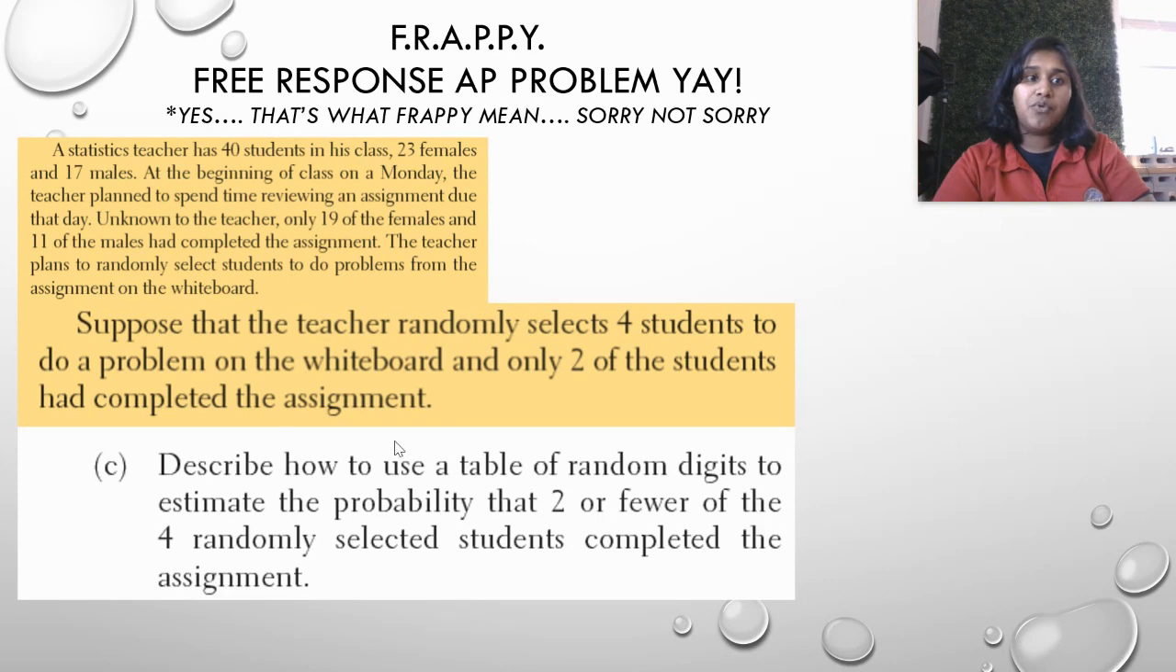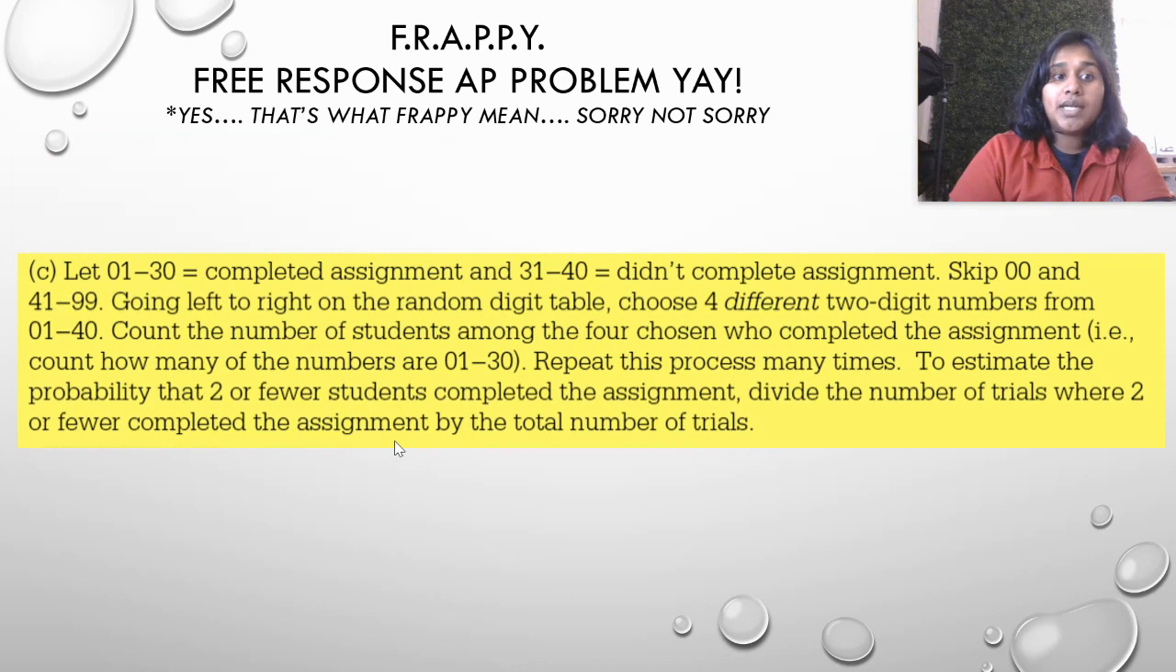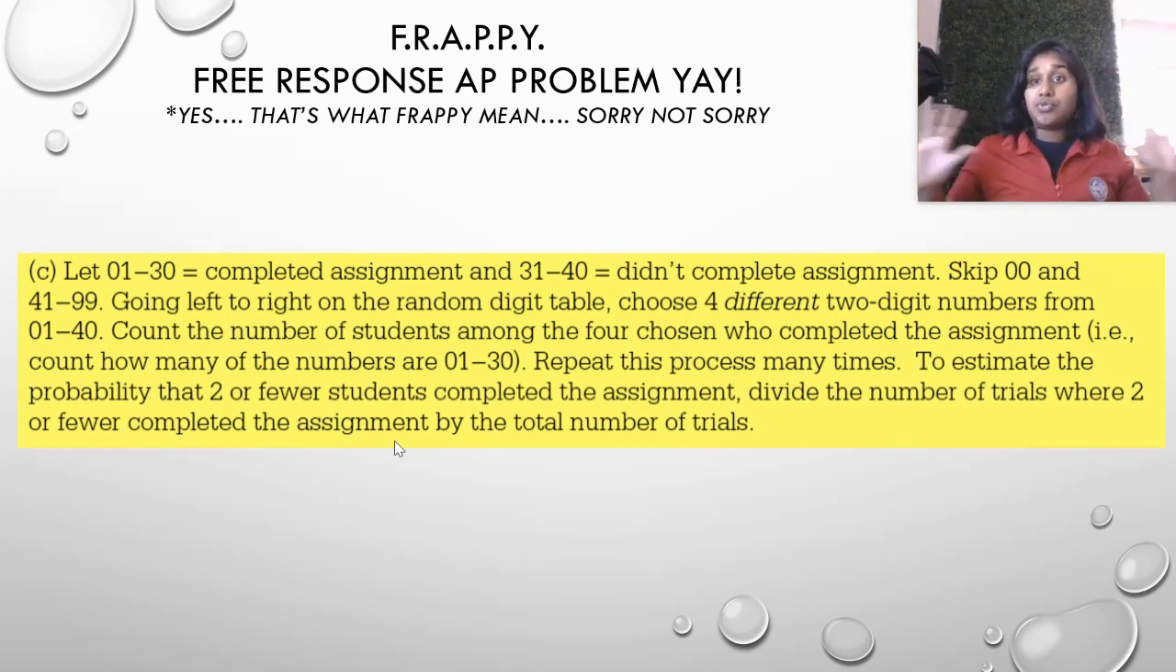So I've got 40 total students, and I'm dealing with all those numbers, 19, 17, 23, and 11. And then we've got to deal with the selecting 4 and only 2 have completed the assignment. So we're going to go ahead and assign the numbers, just random numbers. 01 to 30 has completed the assignments. I could have done 00 to 29. That's fine as long as you remember that the number 0 is a value. Okay, so from 1 to 30, those are completed. From 31 to 40, didn't complete. Cool, that's my classroom ready to go.